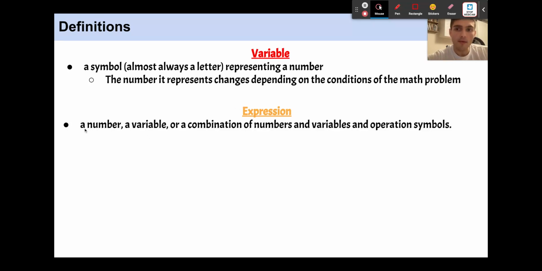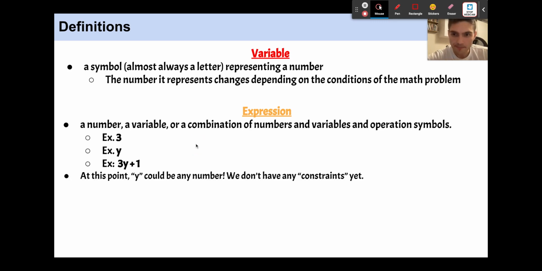In an expression, we have a number, a variable, or a combination of numbers and variables and operation symbols. It could look like this. It could just be the number 3. Any old number is an expression. It could just be the letter Y. Any variable like Y or X is also an expression. Or it could look more traditionally like this: 3 times Y plus 1. But here's the thing. At this point, Y could be any number.